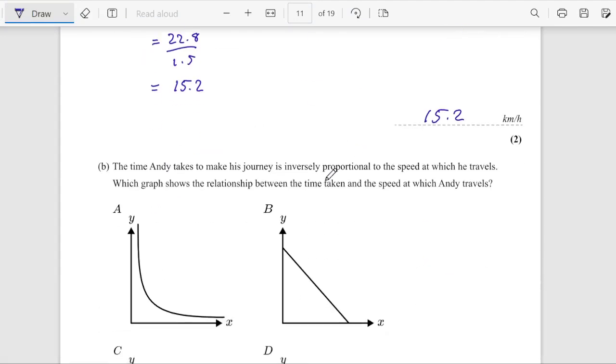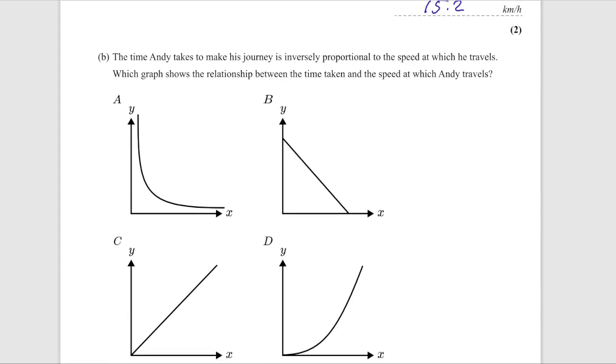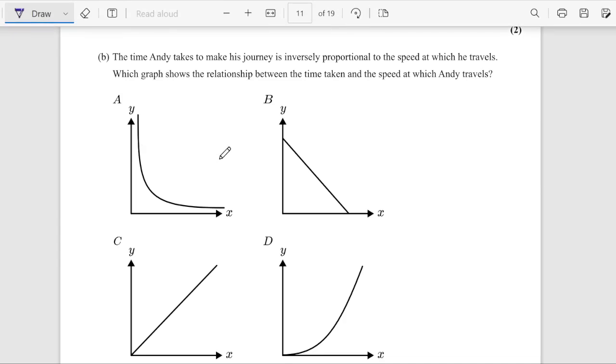Right, part B. The time Andy takes to make his journey is inversely proportional to the speed at which he travels. Which graph shows this relationship between time taken and the speed at which Andy travels? So only one of those graphs is showing inverse proportion, and that would be the first one.